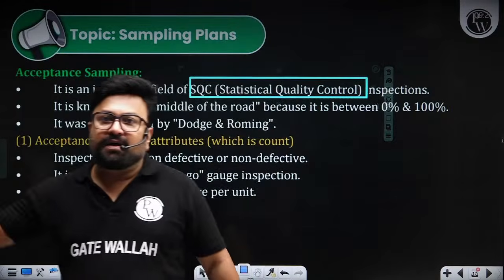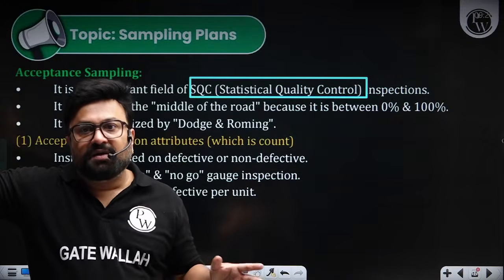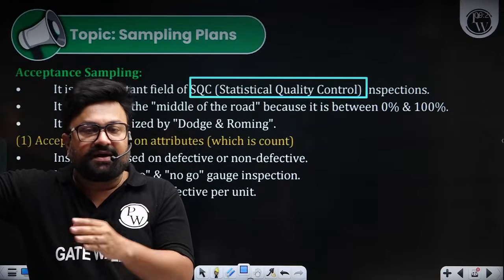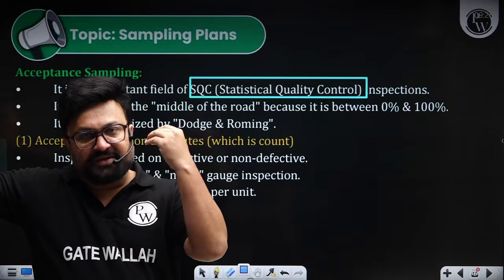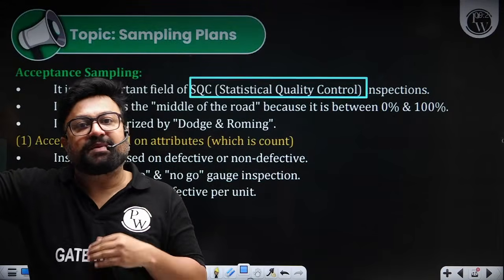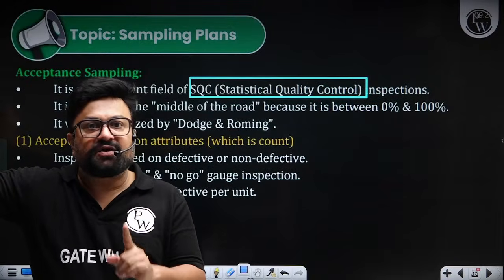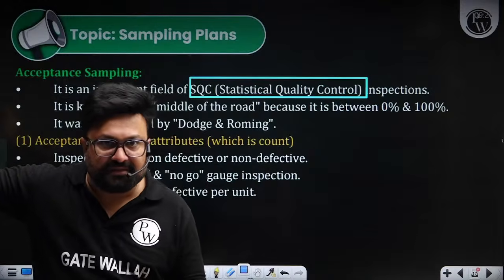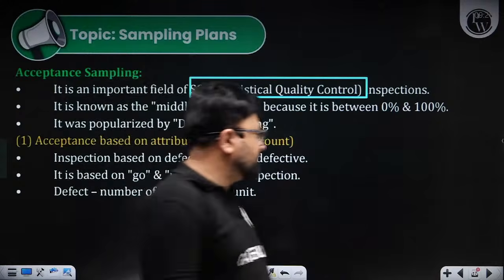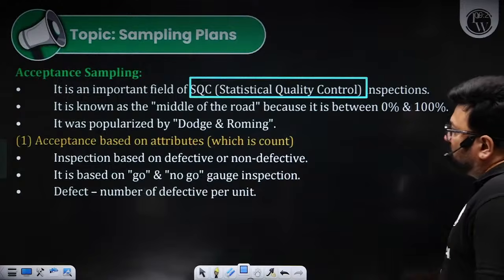SQC inspection is known as the middle of the road because it is between 0% and 100%. You are not inspecting all units, you are selecting some random units. It was popularized by Dodge and Romig. Acceptance is based on attribute and on variable. You need to remember those two things.